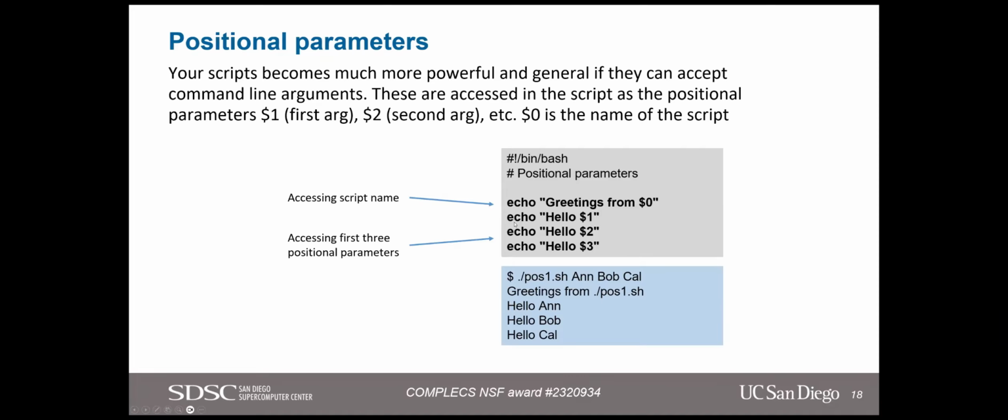And then when we run it, we can just put a space. So there's a couple ways that we can provide these. We just put each parameter delimited by a space afterwards. So in this case, we do position.sh and Ann, Bob, and Cal, and then we echo where we're coming from. So we echo that the name of our script is posh.sh. Then we say hello Ann, Bob, and Cal.